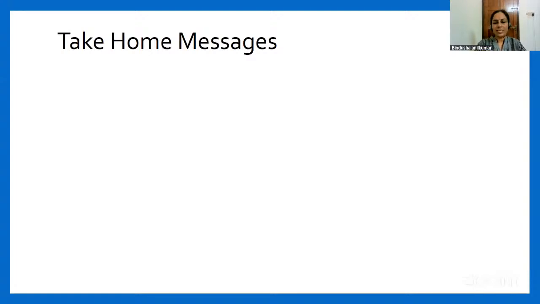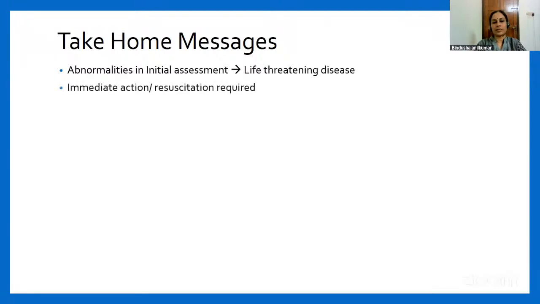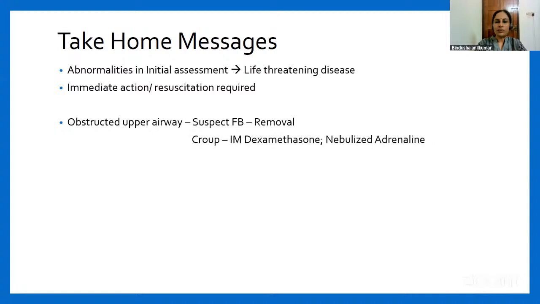So what have we discussed in this class? We have discussed that if there is any abnormality in the initial assessment, we need to think that the child is having a life-threatening disease and have to take immediate action and may have to go for resuscitation if required. And if there is an obstructed upper airway, we have to suspect foreign body if the history is suggestive, or if it is an acute onset, then go for foreign body removal by the different techniques.